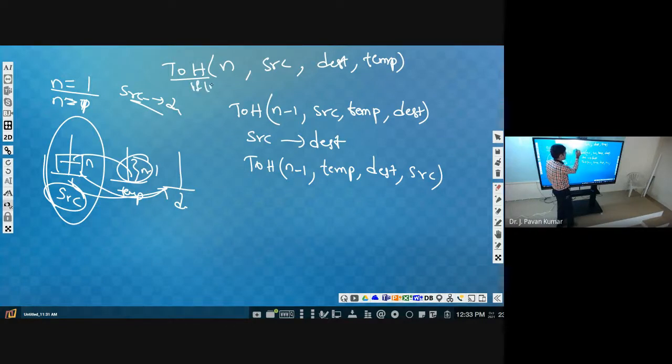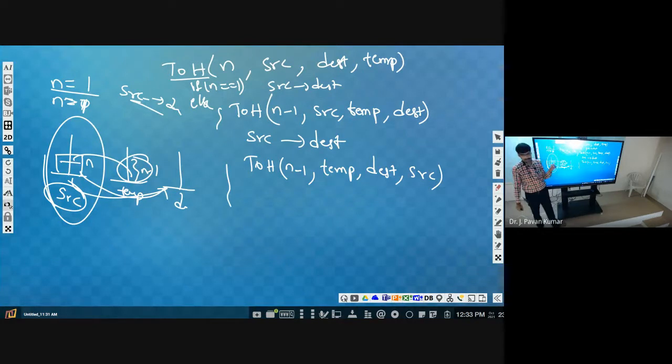If n is equal to 1, source to destination. Otherwise, isn't it? Yeah. So this is the Towers of Hanoi problem and how we could solve it. Clear? If you have any doubts, you can ask.